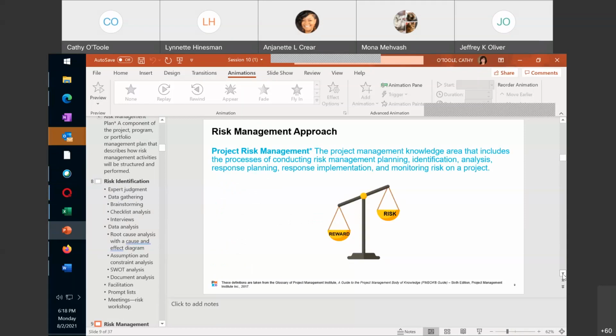Okay, so according to the PMBOK, how do you do project risk management? The definition is that it is the project management knowledge area that includes the processes of conducting risk management planning, identification, analysis, response planning, response implementation, and monitoring risk on a project. It's a lot of words, but basically what they're saying is that all these processes combine to make up the definition of project risk management.